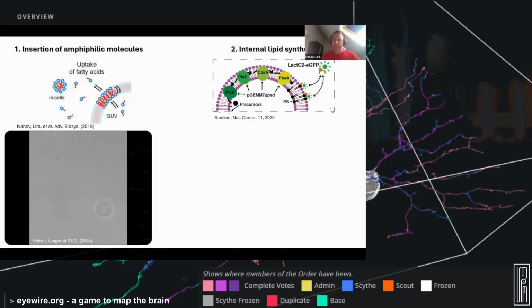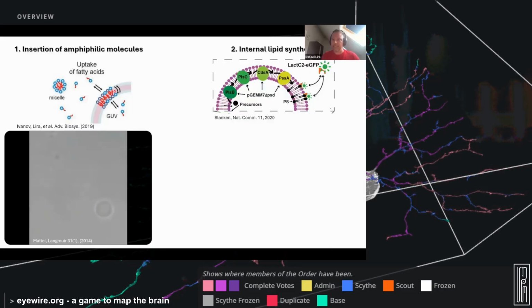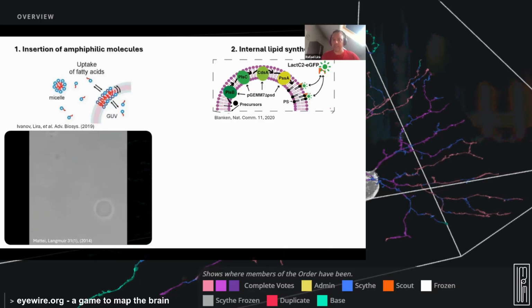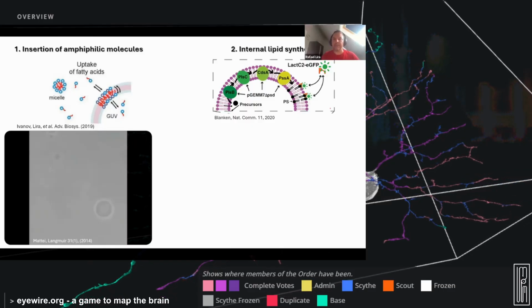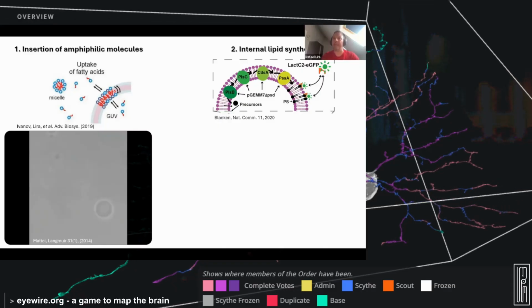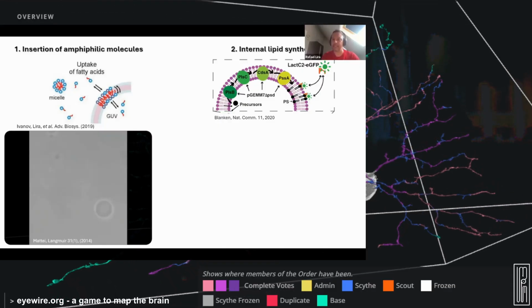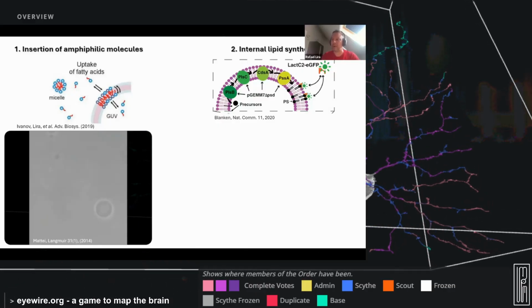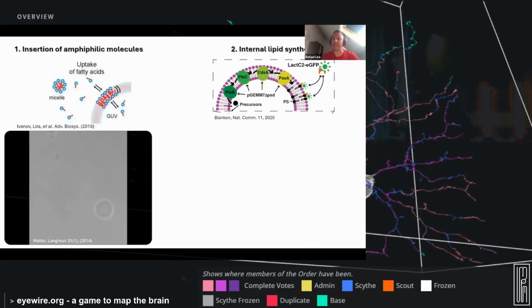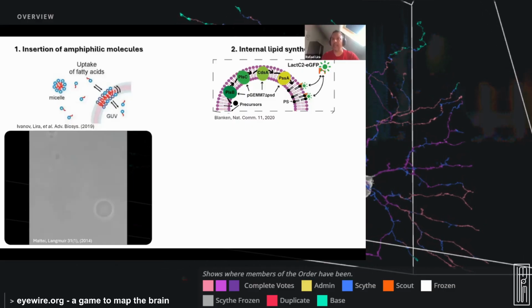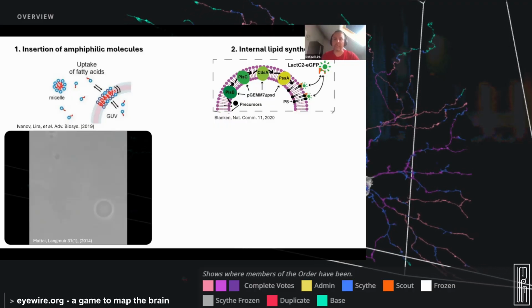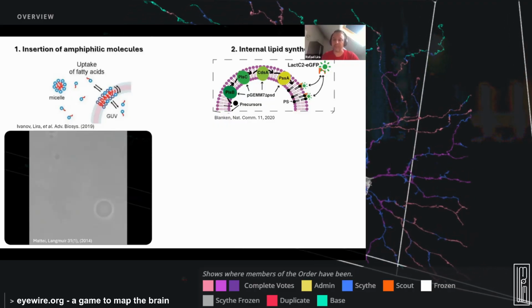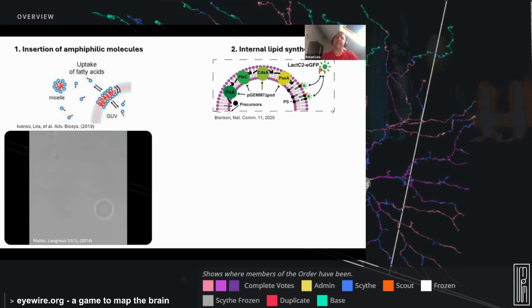A second approach is upon synthesis of lipids inside the vesicle. This is more similar to how cells grow compartments. But this is also scientifically very challenging. It typically requires the incorporation of many lipid synthesis proteins. And for those who work with membrane reconstitution of proteins, you will know that this can be very challenging.